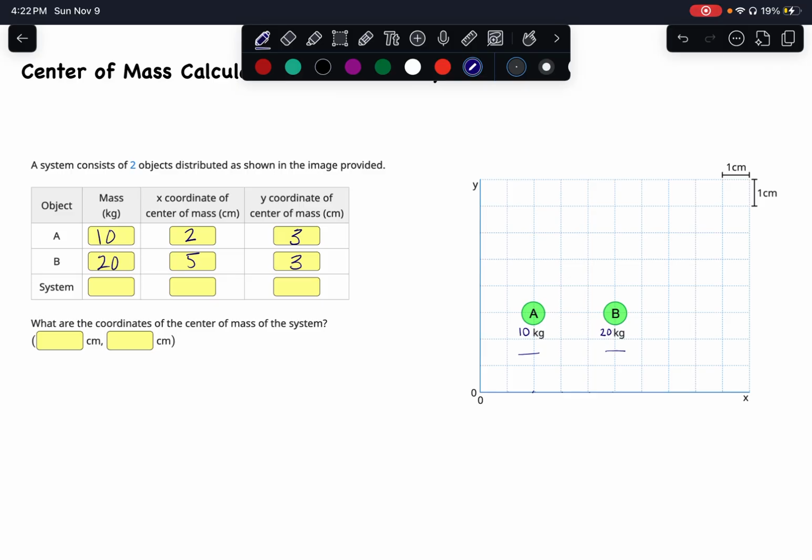And so then for the center of mass of the system, the mass of the system is 30. The x-coordinate of the center of mass of the system, we're going to have to figure this one out, but the y-coordinate is still going to be 3. It doesn't have any difference in its vertical.